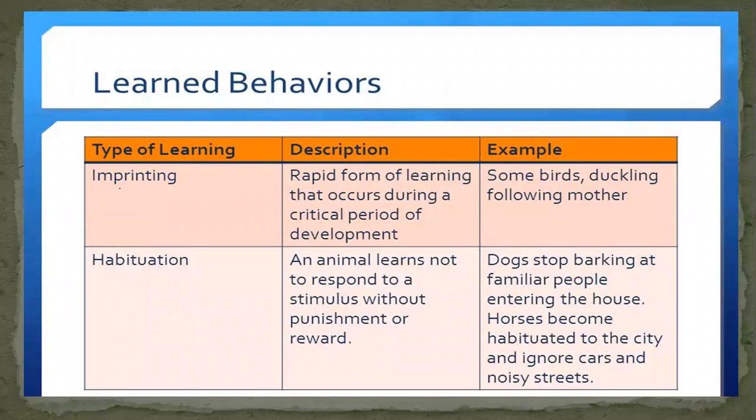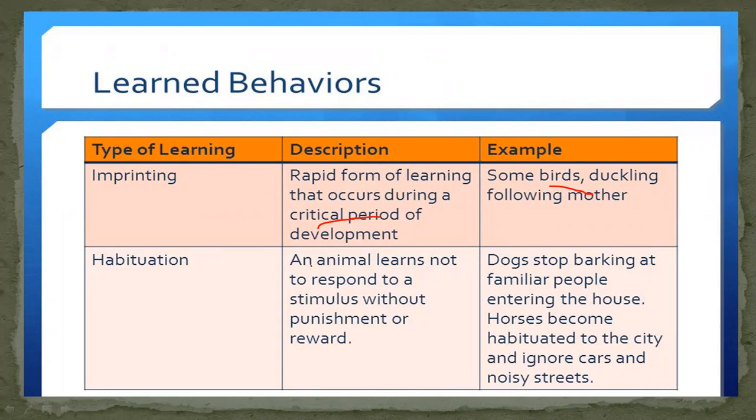If we look at the differences between imprinting and habituation, imprinting is a very rapid form of learning during the critical period, and it is present mostly in birds and ducklings, which follow their mothers.